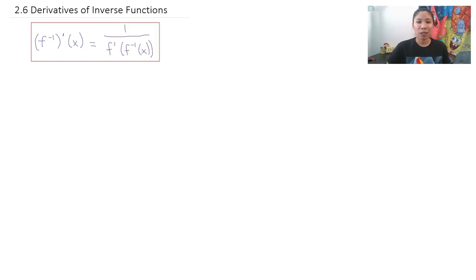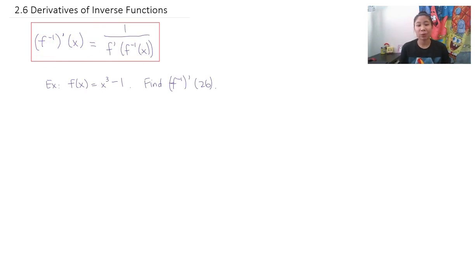Just a reminder, if you see f with a -1 exponent, this is talking about the inverse of f. The original function would be f of x equals whatever, and f -1 would be the inverse of f of x. The prime symbol is talking about the derivative. Remember, f prime just means the derivative of f. So here we're finding the derivative of the inverse function at a point.